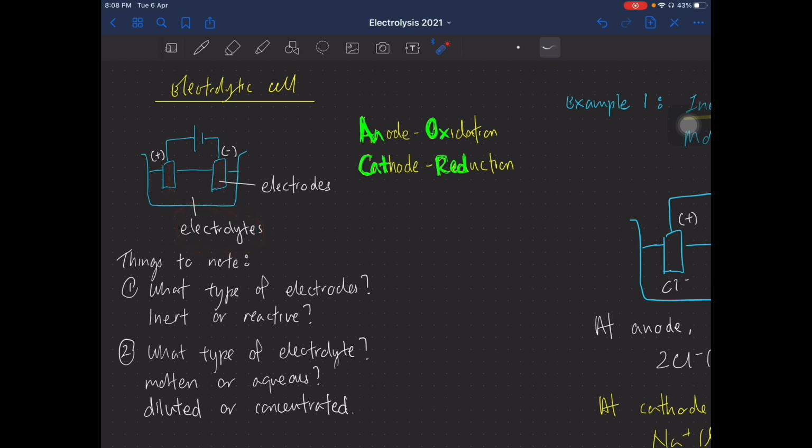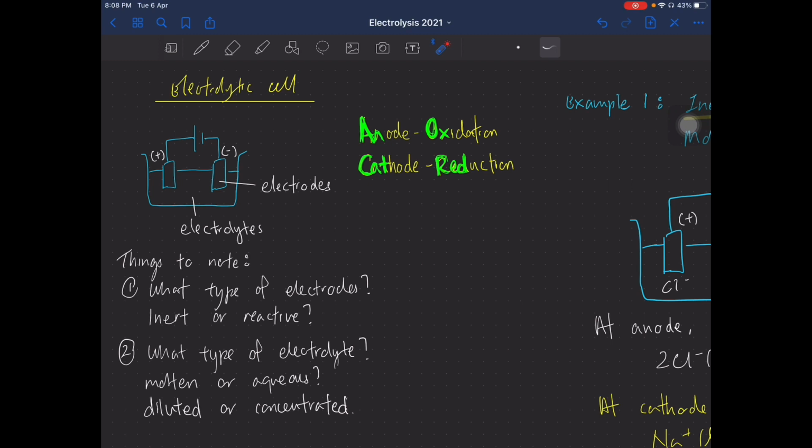Now in terms of the electrodes, there's two different kinds. One is what we call the anode, one is what we call the cathode. The anode is where oxidation happens, and the cathode is where reduction happens. So a quick acronym will be AN OX with RED CAT. That's how you remember which electrodes you are looking at.